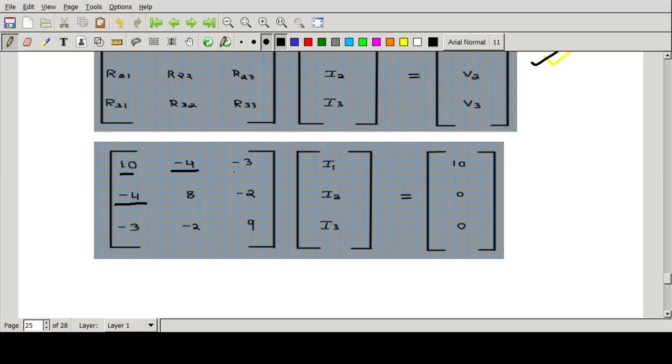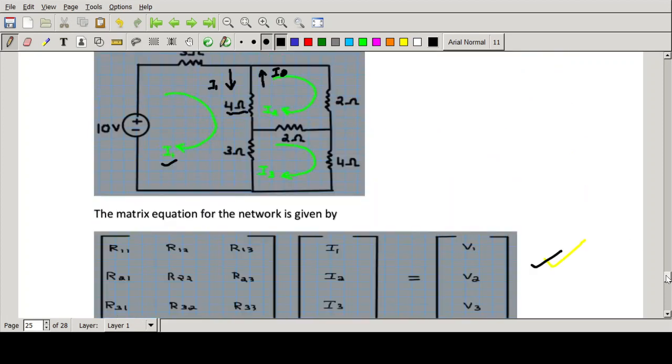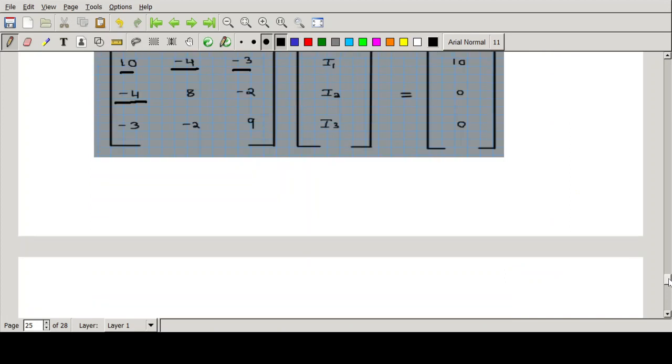Now let's find this term. This is R13. So let's see the resistance through which both current I1 and I3 are flowing. So which resistance is that? I1 and I3, that is this 3 ohms. See here, I1 is flowing like this, I3 is flowing like this. Again, both are in opposite direction. So it will be minus 3. See here. So R13 will be the same as R31. Both are the same. Okay. Similarly, you can find the other terms also.